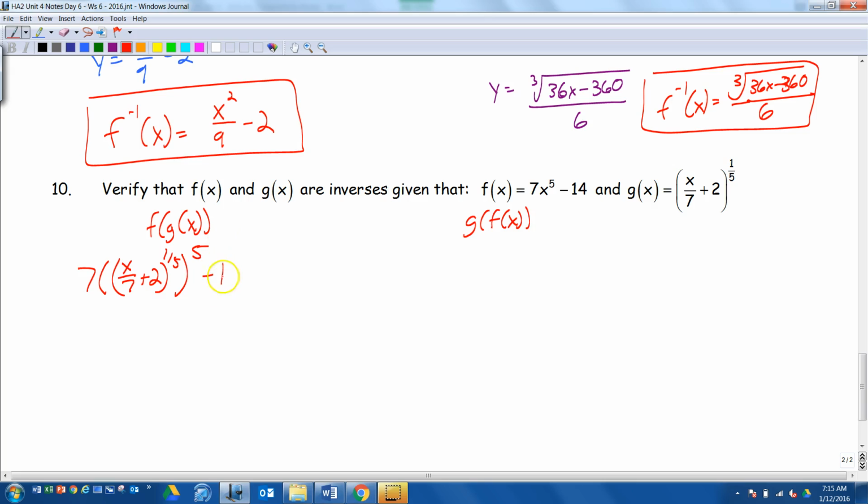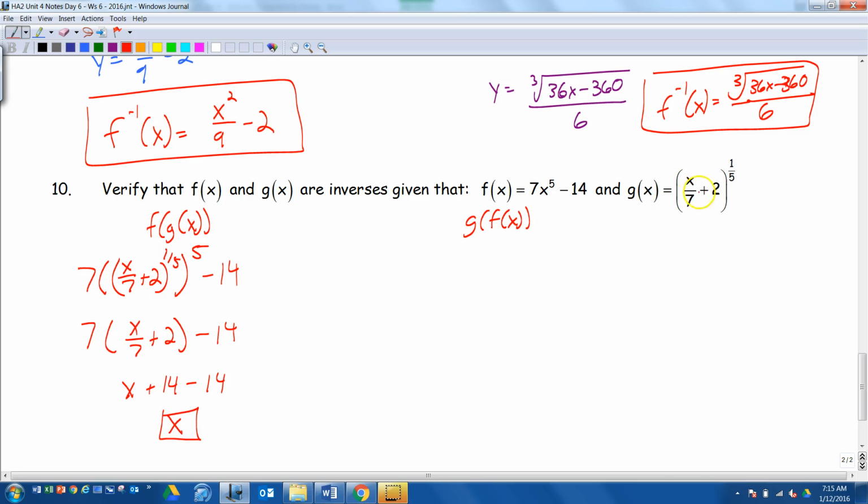that, minus 14. So the first thing you have to do is break the 1/5 and the 5th. So you get 7 times, this is just x over 7 plus 2 minus 14. Distribute the 7 and get x plus 14 minus 14, which is just x.